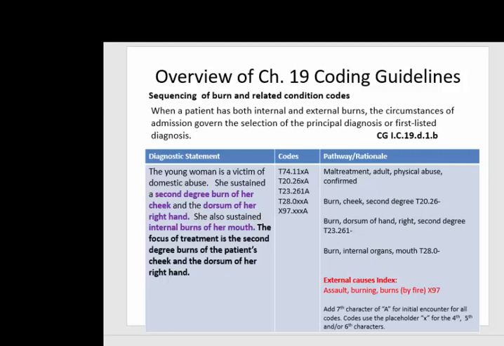In this case, the physician stated in the statement, she is a victim, confirming that this is a victim of domestic abuse. Then we look at the burn codes and code those second degree burns followed by the internal burn. The external cause code is assault in this case because of the reference back to the domestic abuse, and that is going to be the X97 code. So even though the focus of treatment is on the burns, this is one of those circumstances of admission that it talks about in your guideline. If it's an abuse case, that T74 for the adult abuse is going to be the principal.